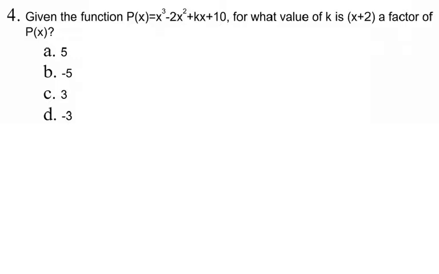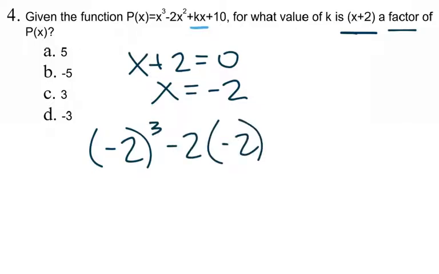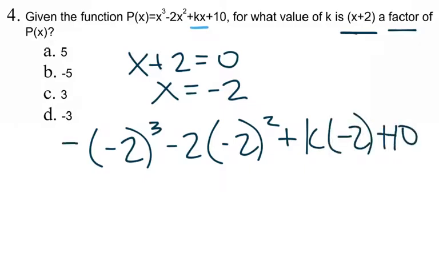So notice you have a k right there. We want to know for what value of k is x plus 2 a factor. Remember, in order to be a factor, we want it to have a remainder of 0. So we can use the remainder theorem really quickly. If I set this equal to 0, -2 is what I want to plug in for all my x's. So I'm going to replace my x's with -2. And remember, I want my remainder to equal 0 because I want it to be a factor.